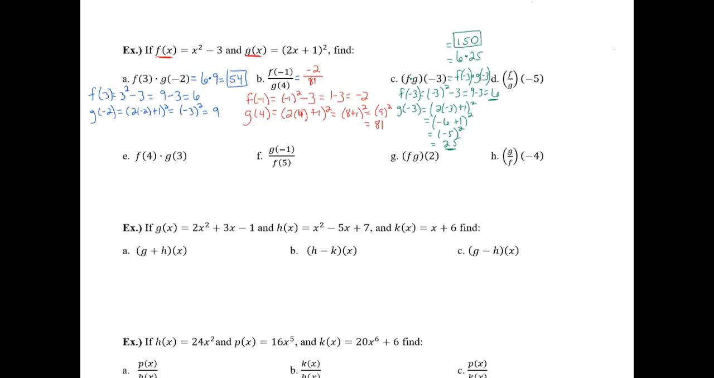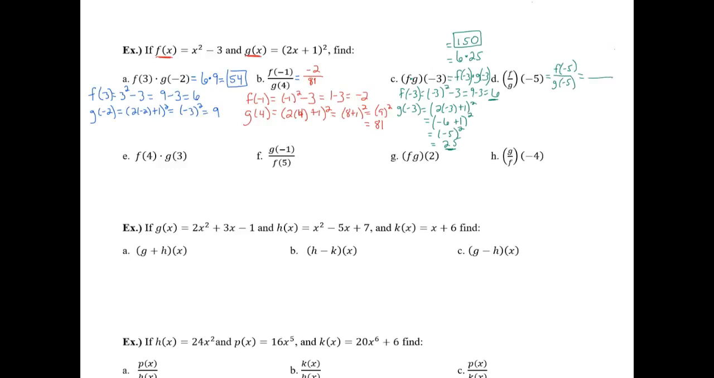Alright, last one in this row. f of negative 5 divided by g of negative 5 is what this says. So it says f divided by g of negative 5, but that's the same thing as if I evaluate f at negative 5, and then evaluate g at negative 5, and then divide.